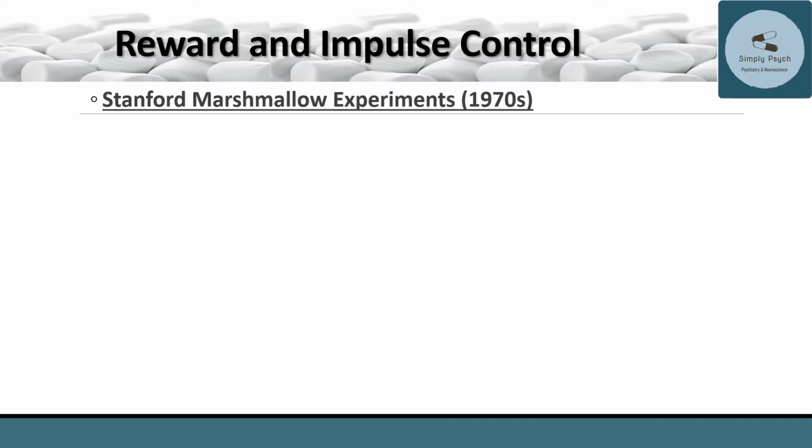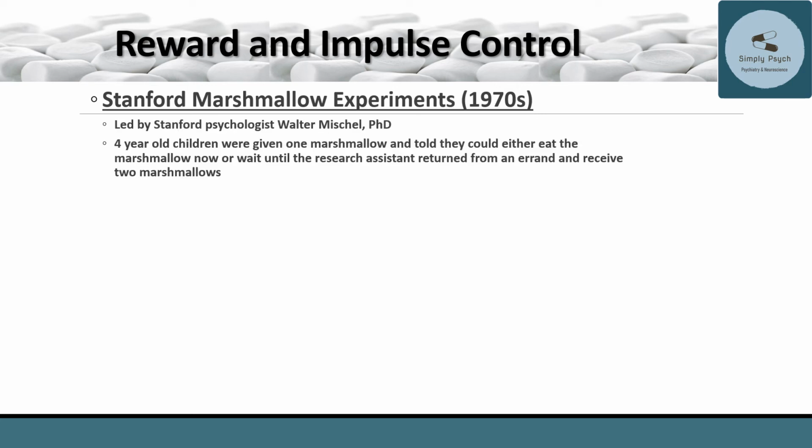So an interesting study was done in the 1970s by a Stanford psychologist that illustrates how reward and impulse control in kids can potentially later on have negative consequences. So basically, in the Stanford Marshmallow experiment, they took 4-year-old kids and sequestered them in a room. And they gave each of the kids one marshmallow.